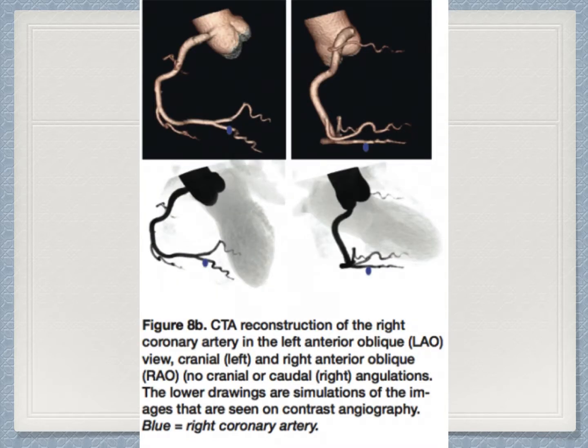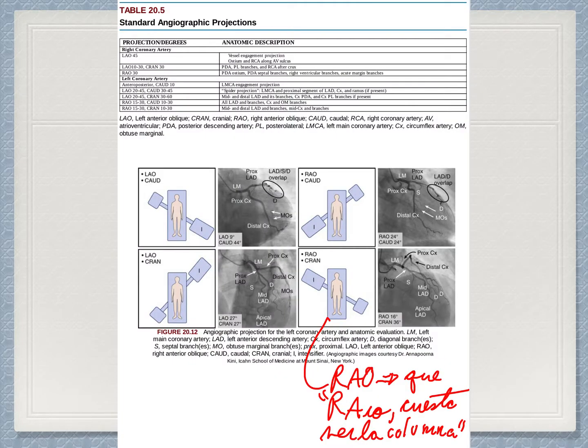So here is what I was saying. On the left you can see the LAO looks like a C, and on the right, the RAO looks like an L. And there you can see the different way the posterior descending is oriented. And that is all for that parenthesis, so we understand better the angiographic projections. In the next section we continue with the book.